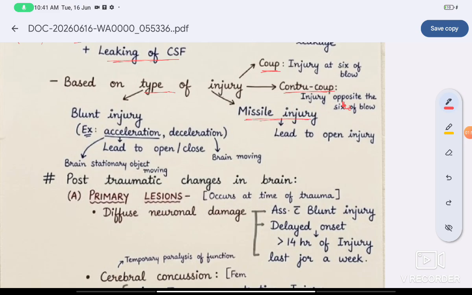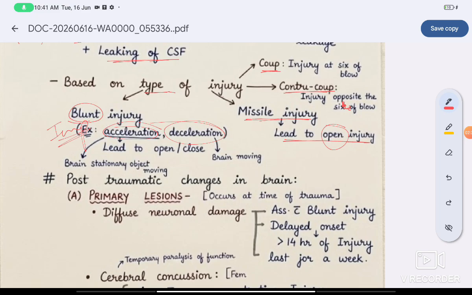Next is missile injury. Missile injury means the injury which is brought about by a fast moving object, for instance, a bullet that pierces the tissue. It leads to open injury because there is again communication between the internal and external environment. Moving further, there is blunt type of injury. Blunt type of injury means there is no sharp trauma, laceration, or excessive tissue damage. These can be an example of acceleration injuries and deceleration injuries. It is very important.